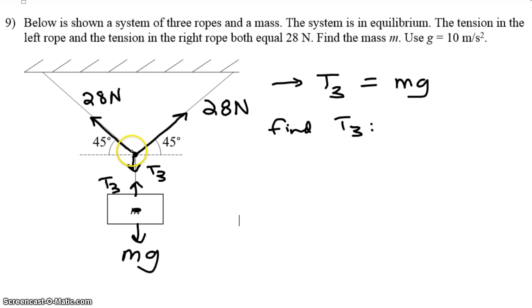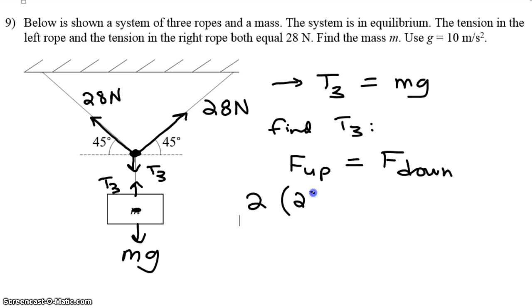How can we do that? We are going to use the other point just as we've seen in other problems. Balance the up forces and the down forces. Those are balanced. The up forces are the two y components, Ty, and the y components are 28 times sine 45. And that equals the down force, T3. So T3 then is 2 times 28 sine 45. It's 39.6, let's say.